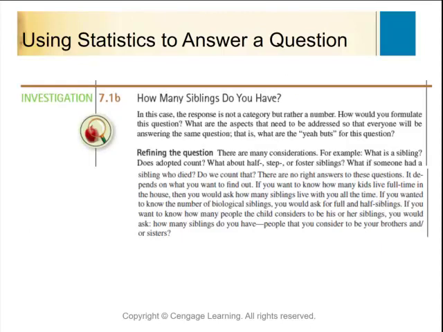Here is a nice question. How many siblings do you have? Seems like a simple question, but then again, we start talking about adopted siblings, half siblings, step, foster siblings. Somebody's not going to stay there for long. What about a sibling that doesn't live with me? Do I count it if someone died? All kinds of different sidetracks that you could take on that one seemingly simple question.